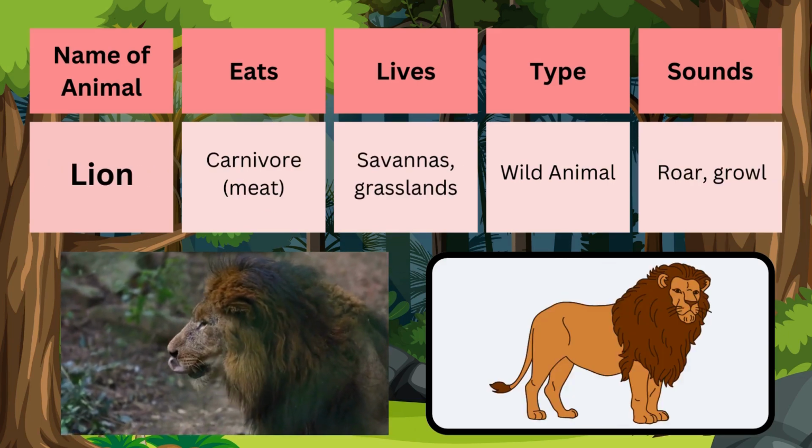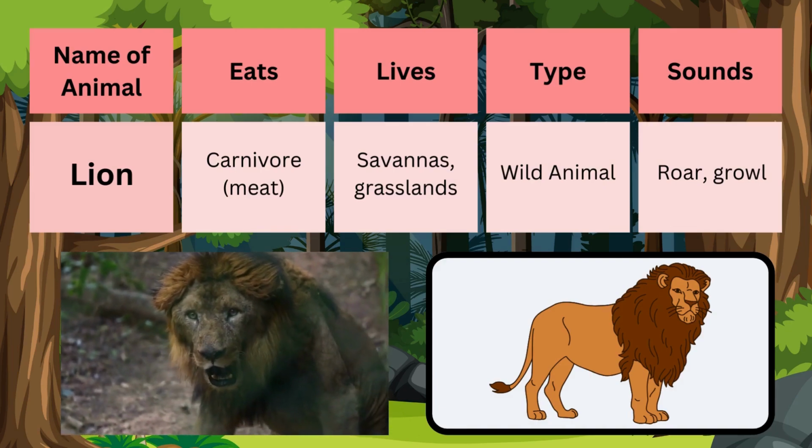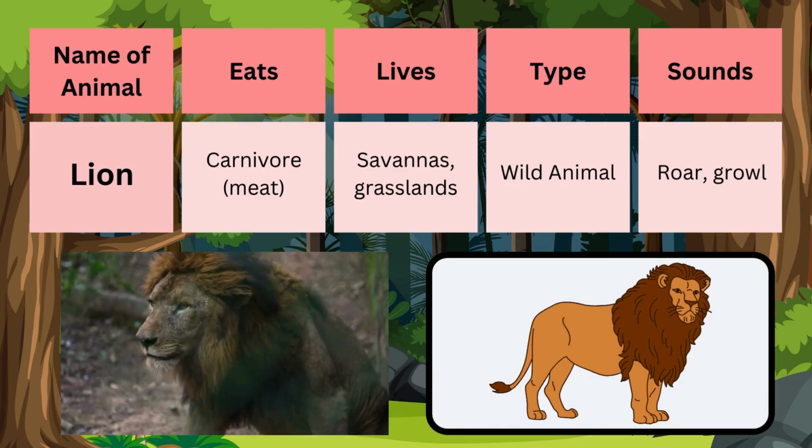Lion. Lion eats carnivore meat. Lives in savannas, grasslands. Lion is a wild animal. Sounds.